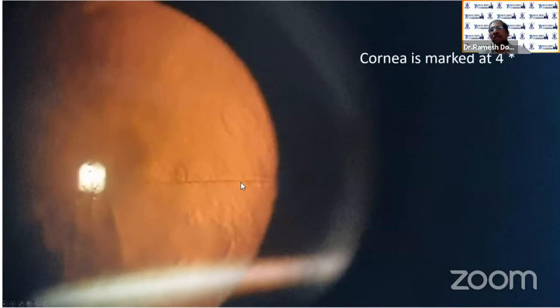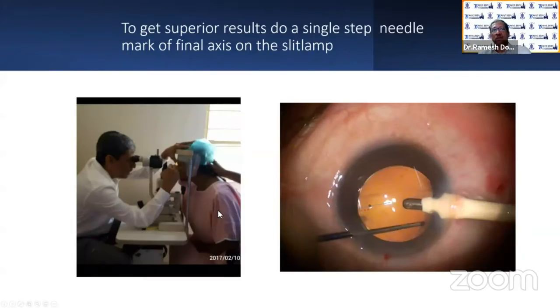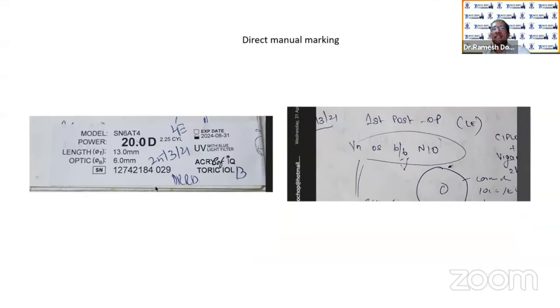Then use a disposable needle. Apply Paracaine and directly mark on the patient's cornea before surgery. This can be done by an associate in the OPD or by you before you take him up for surgery. And you can get these beautiful results by doing manual marking also. Many of us in India have started doing this manual marking.